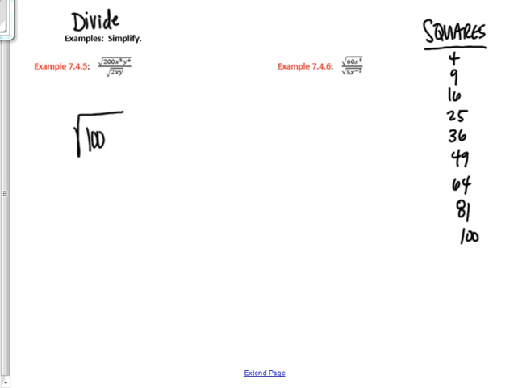All right, that is x to the third over x. So what do you do with your exponents when you're dividing? You subtract them. So I get x squared, and I get y to the 4 minus 1 or 3.